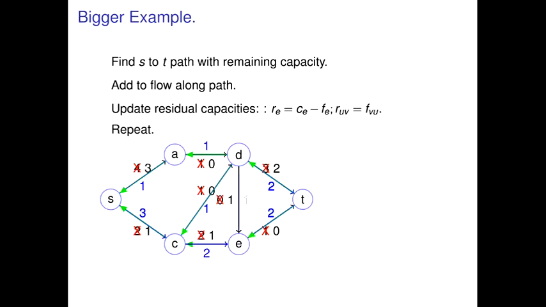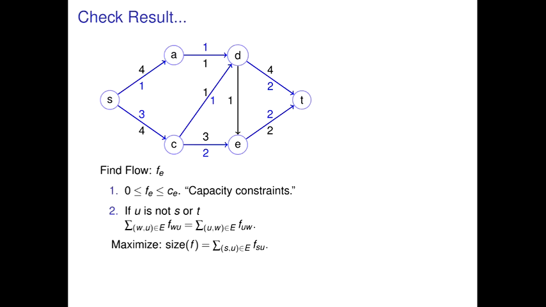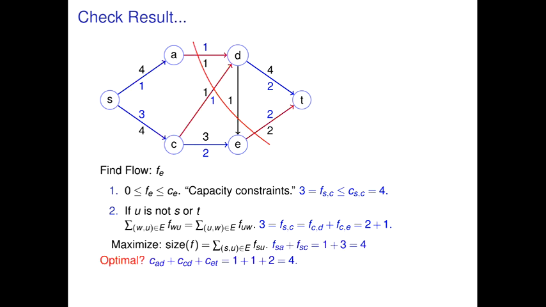Okay, and now I'm optimal, right? There's no path from here to here. This arc is 0, this arc is 0, this arc is 0. That forms a cut. So we could check the result, and here's the result. I'm just going to check one edge for the capacity constraints, and one vertex for the conservation constraints. And this is the example and the solution we got before. That was the algorithm to get the solution.